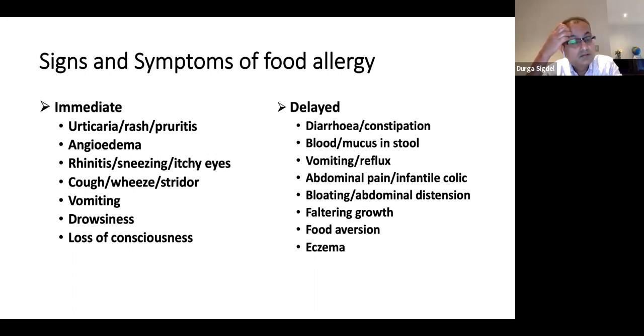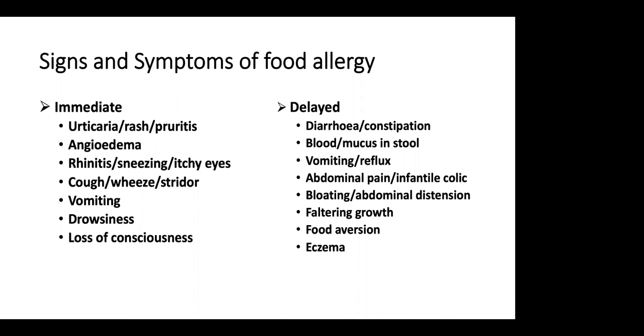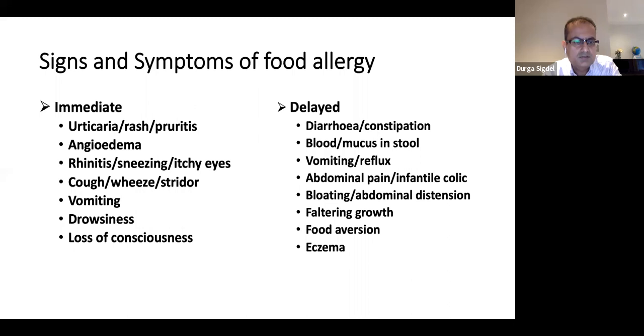So I talked earlier briefly about signs and symptoms of food allergies. In the immediate or IgE type of allergy, you predominantly get skin symptoms, which can be pruritus, urticaria, rash, or angioedema. And then you get systemic symptoms, for example, respiratory symptoms: rhinitis, sneezing, itchy eyes, cough, wheeze, difficulty in breathing. And in the gastrointestinal system, like vomiting. And if you have cardiovascular involvement and blood pressure drops, the child may be drowsy and lose consciousness. So if there's involvement of skin symptoms plus systemic symptoms, respiratory or cardiovascular symptoms, that is classified as anaphylaxis.